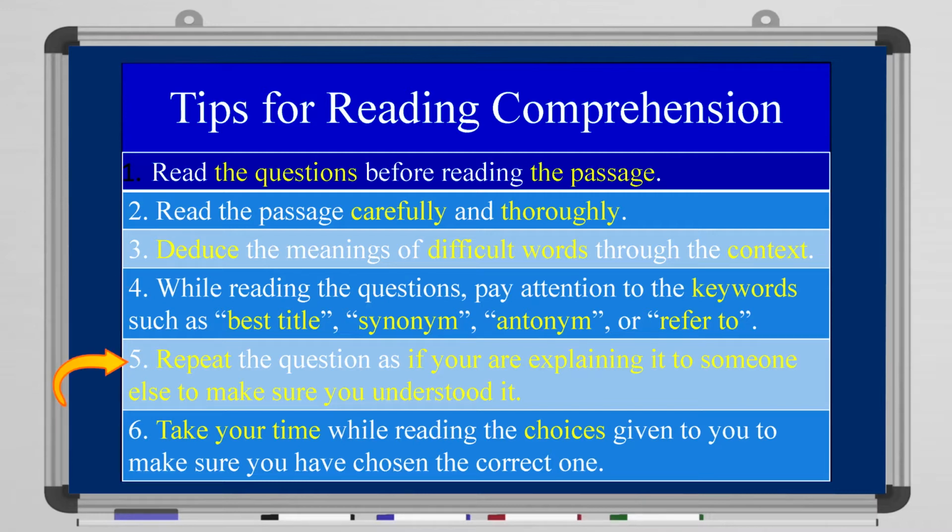Five, repeat the questions as if you are explaining to someone else to make sure you understood it. Just read them carefully and repeat them to yourself. The last point, take your time while reading the choices given to you to make sure you have chosen the correct one. Just read carefully the choices given to you in the paper.